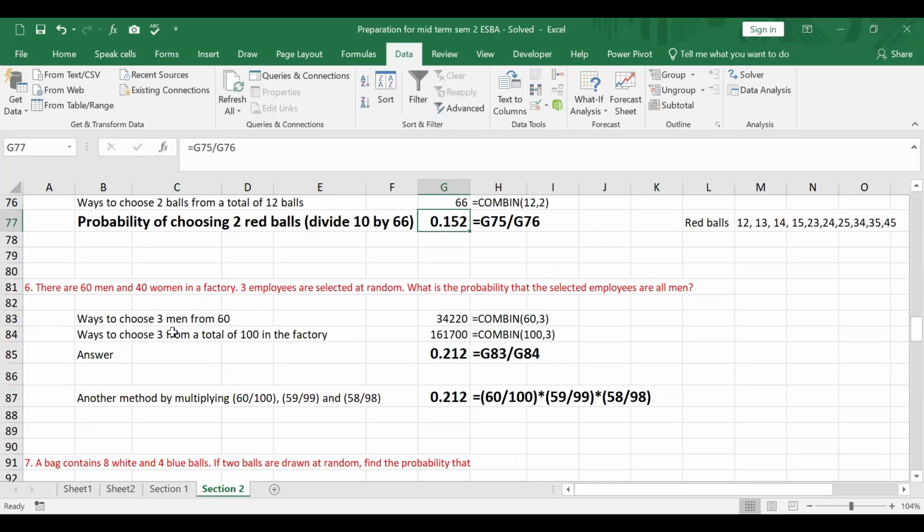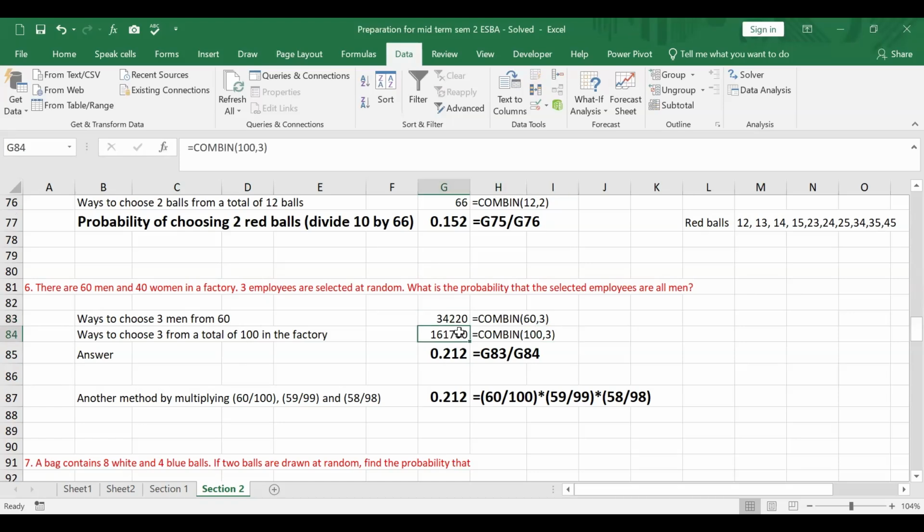There are 60 men and 40 women in a factory. 3 employees are selected at random. What is the probability that all selected employees are men? Two ways of doing it. First, I'm selecting 3 men from 60 men: combine 60, 3. 3 from a total of 100: combination of 100, 3. And this is my favorable.